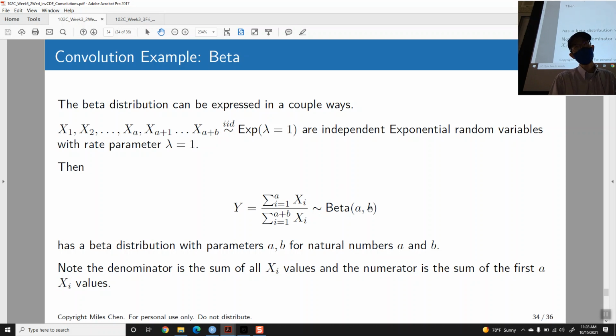This only works if you're using natural numbers for A and B. Technically, the beta distribution does allow for decimal values. You can have shape parameters with decimal values, and it does allow for that. So this convolution would not work for that. But if you've got natural number shape parameters, this convolution works. It's a ratio between the sum of the first A and the sum of all of them. You have A plus B all together.